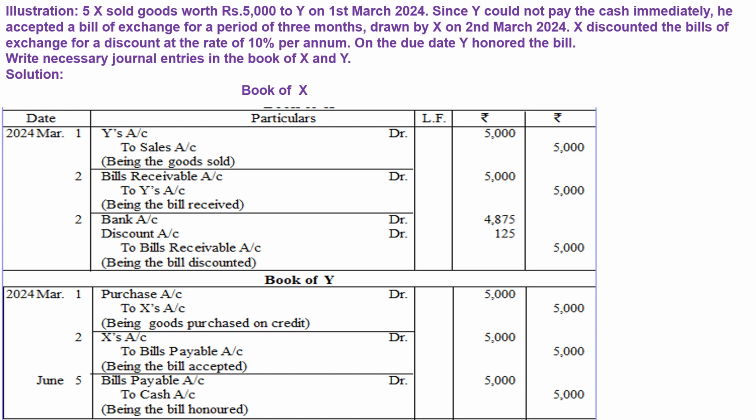Illustration 5. X sold goods worth 5,000 rupees to Y on the 1st of March 2024. Since Y could not pay the cash immediately, he accepted a bill of exchange for a period of 3 months, drawn by X on the 2nd of March 2024. X discounted the bill of exchange at the rate of 10% per annum. On the due date, Y honored the bill. Write necessary journal entries in the books of X and Y. Solution is presented here.